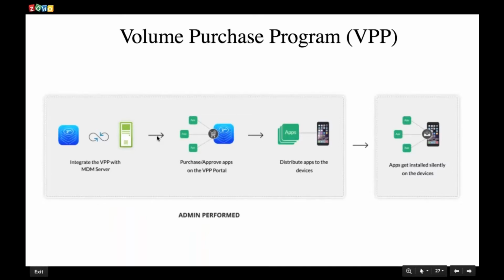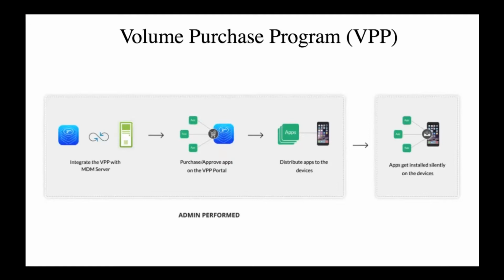So this is how Volume Purchase Program works. The first step that you need to perform is to integrate the VPP portal with the MDM server. Once you have done that, your next step would be to purchase or approve apps on this portal. What this does is it will add these apps automatically to our MDM server's app repository. Once I have added them to my app repository, I can continue with my app distribution as I had done before and see that the apps get silently installed on my devices.